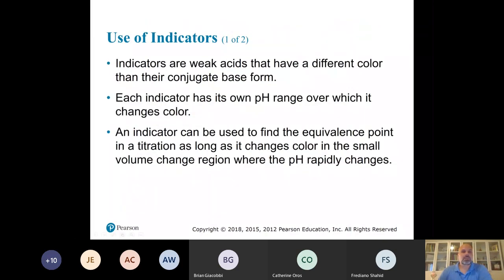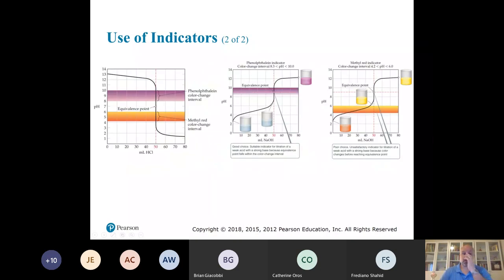So, use of indicators. Indicators are weak acids that have a different color than their conjugate base form. Each indicator has its own pH range over which it changes color. An indicator can be used to find the equivalence point in a titration as long as it changes color in the small volume change region where the pH rapidly changes. So what we're talking about here is our indicators. We're going to look at a couple different ones.